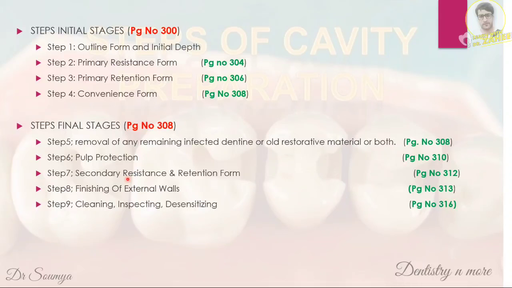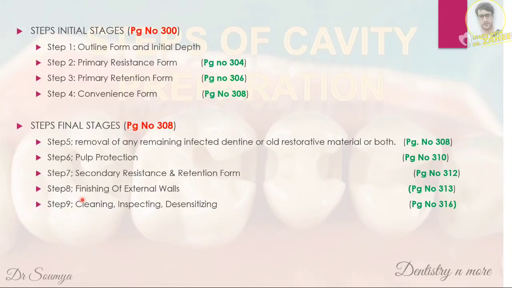Enamel wall etching is used in restorations which include bonding material. The enamel surface is etched with an acid, so the bonding material can mechanically attach by the roughness created by the acid. The second is dentin treatment, by the use of a dentin bonding agent. These are all the points that must be discussed under the seventh step. Now coming to the eighth step, that is finishing of the external walls.